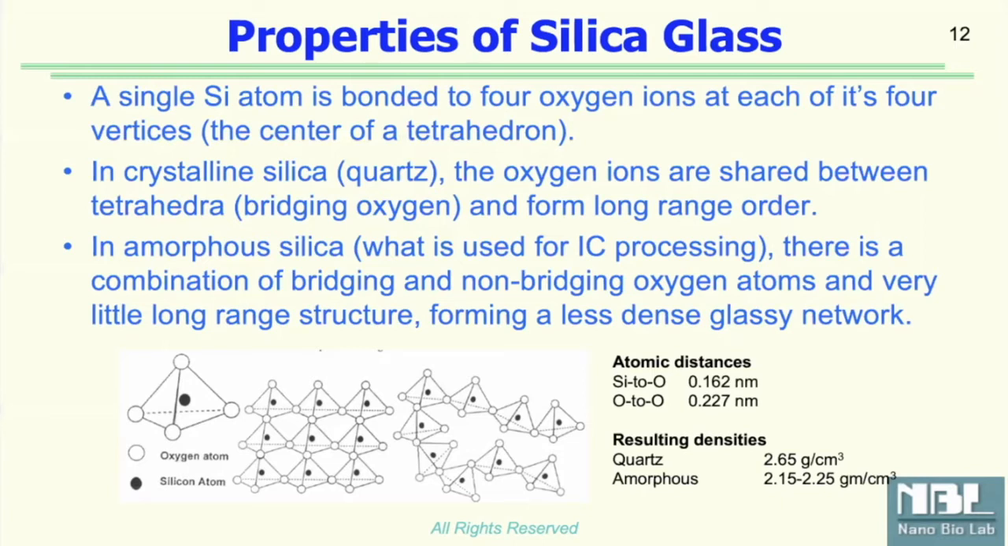And the distance between silicon and oxygen is very precise. We know it is 1.6 angstroms, which is 0.16 nanometers. And similarly for oxygen, it is 0.227 nanometer. Now, if you think about the densities, or how many of these atoms are there, the densities for quartz and amorphous are quite different.